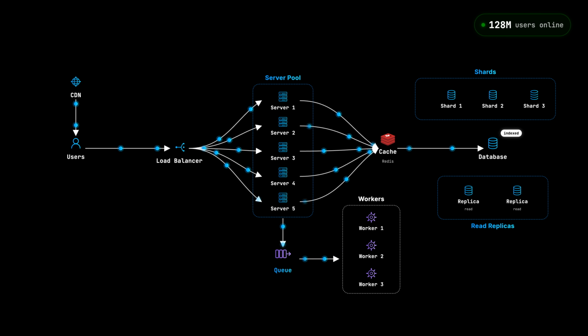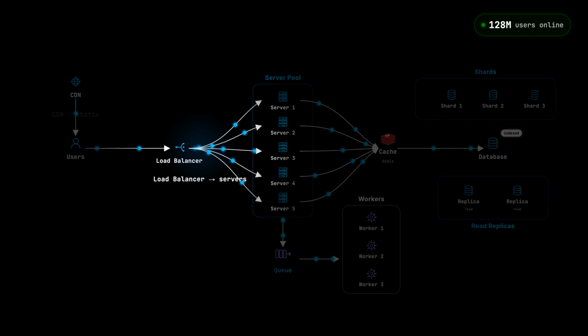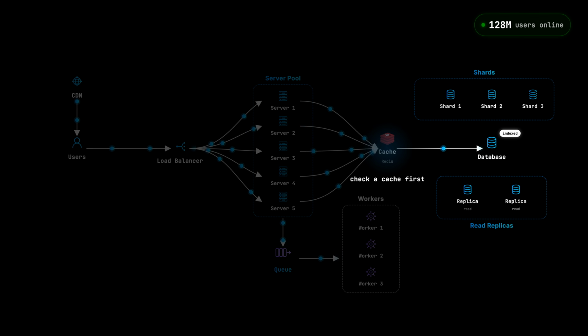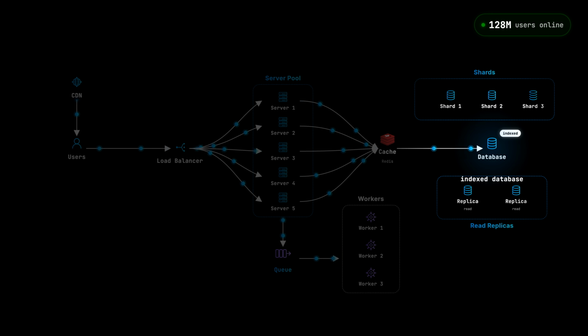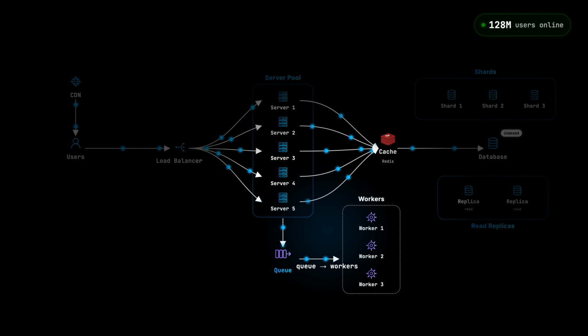And so did you. Users get files from a CDN. Everything else goes through a load balancer to many servers. The servers check the cache first. Then the database with its index, which has replicas and shards. And slow work goes to a queue for the workers.